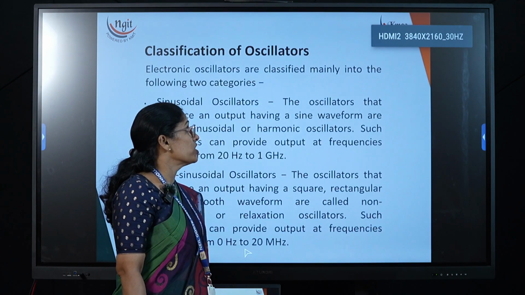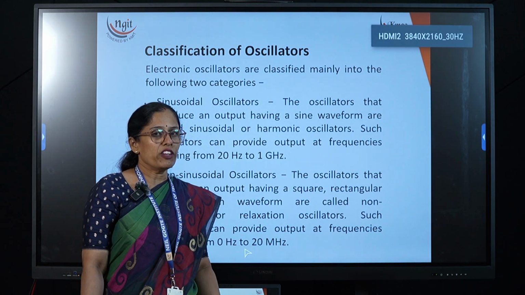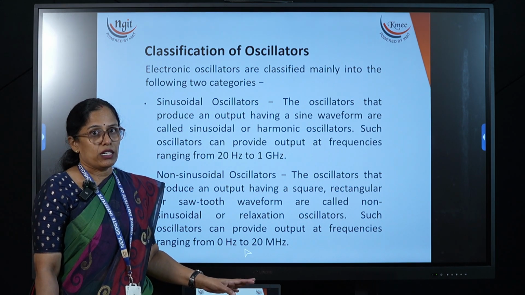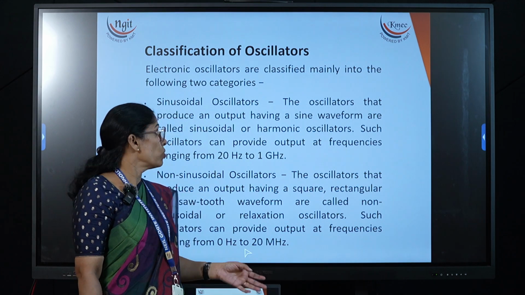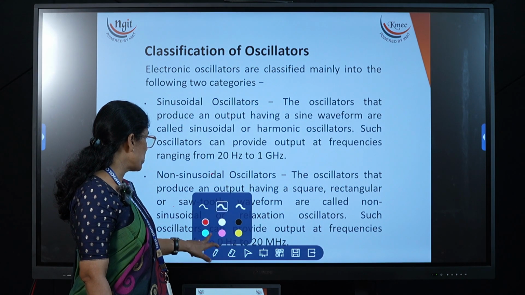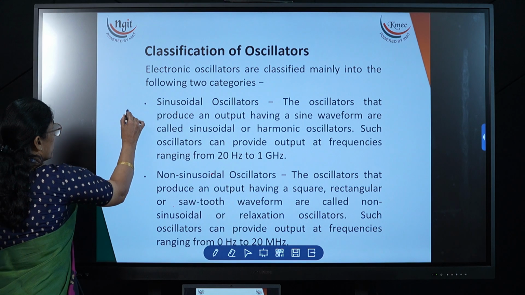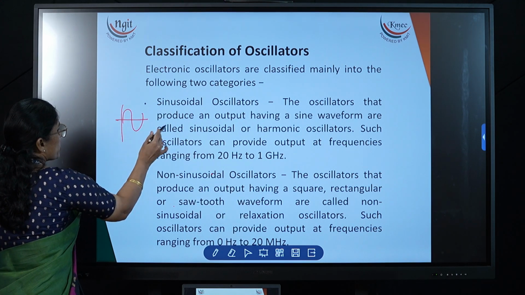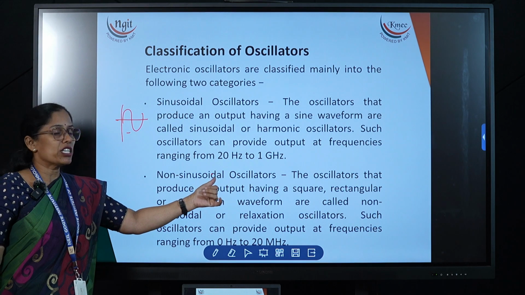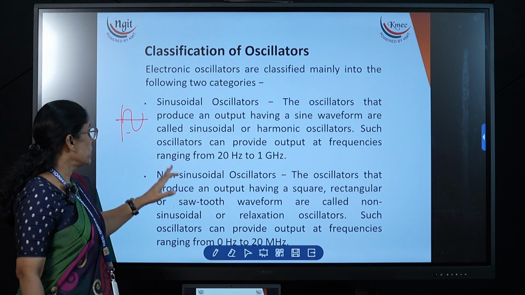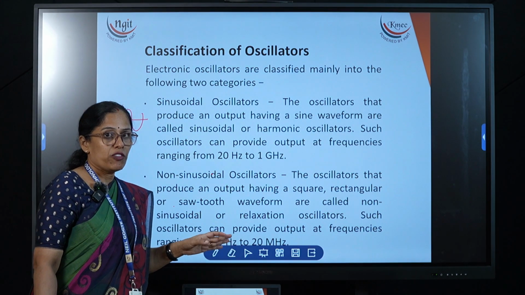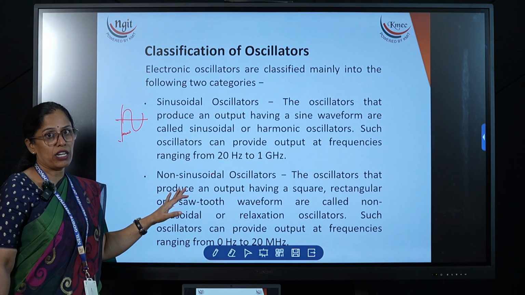Now here we will see the classifications of oscillators. There are many different types of classifications, but specifically here I am giving the classification based on the waveform, whether it is a sinusoidal waveform or not. The first one is the sinusoidal oscillator, whose output is a sine waveform. Those oscillators which generate the sinusoidal waveform are called sinusoidal oscillators. Now the non-sinusoidal oscillator means the output is not a sine waveform. For example, square, triangle, ramp, pulse, those all come under non-sinusoidal waveforms.